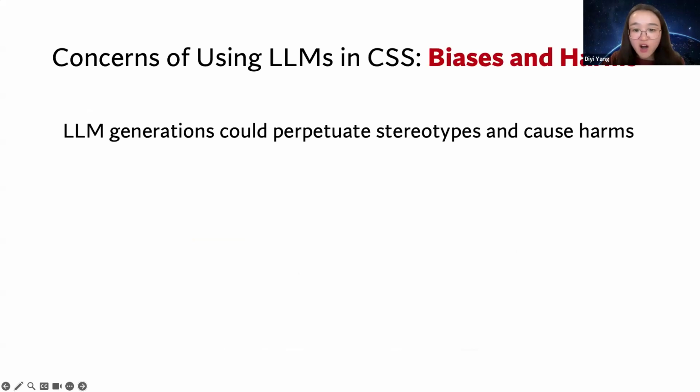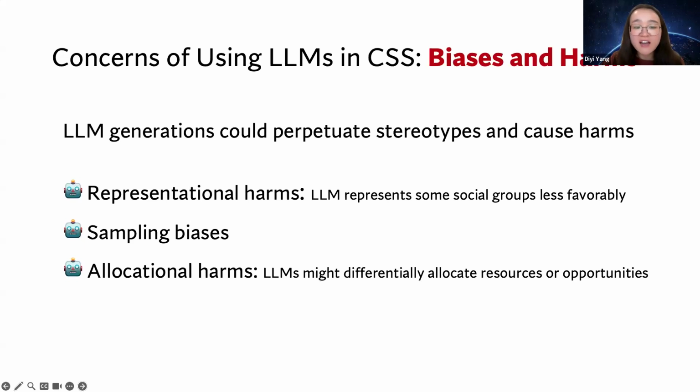From a bias or harm perspective, I think large language model generations could introduce or amplify a lot of harms. Some of them may be related to representational harms. Some of them might be related to sampling biases, etc.